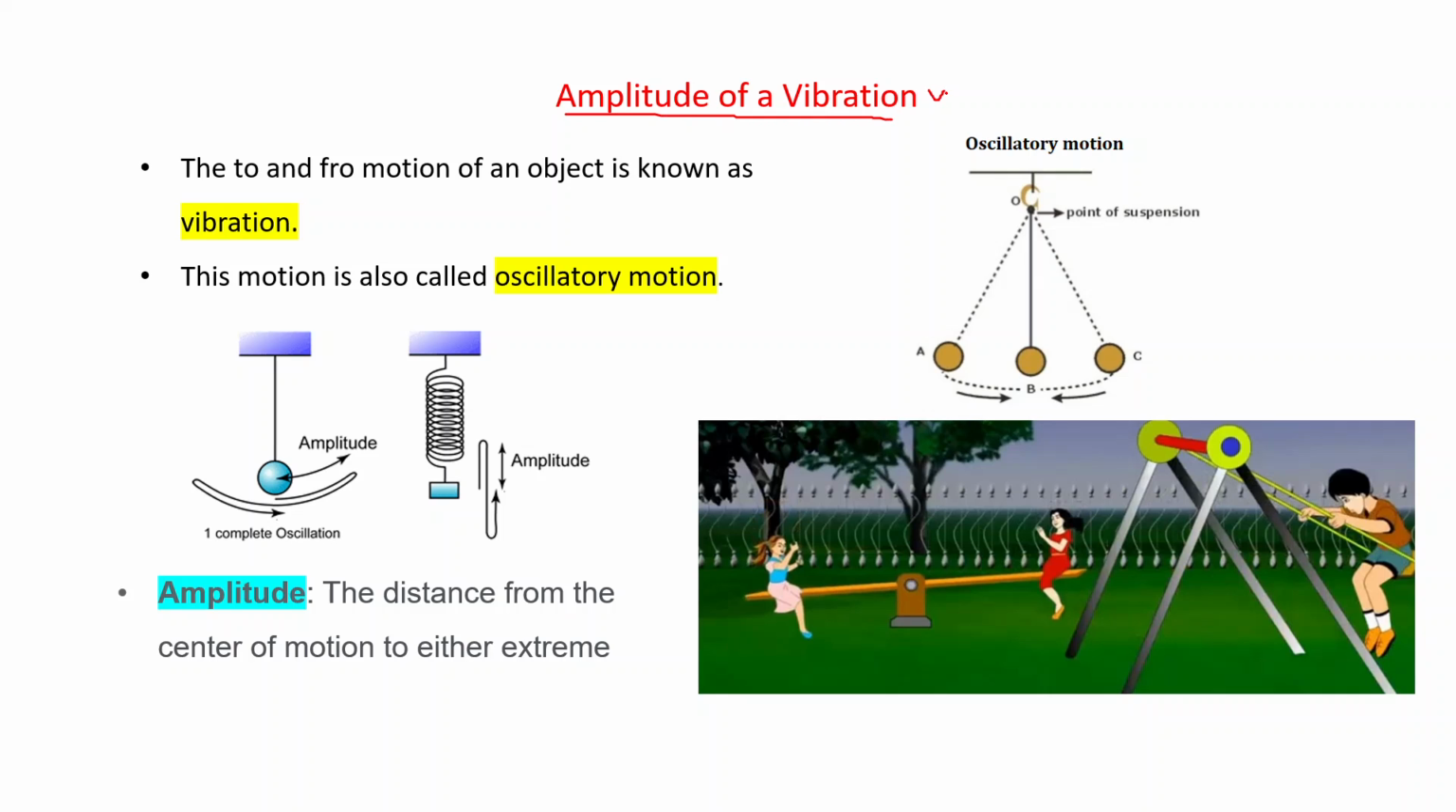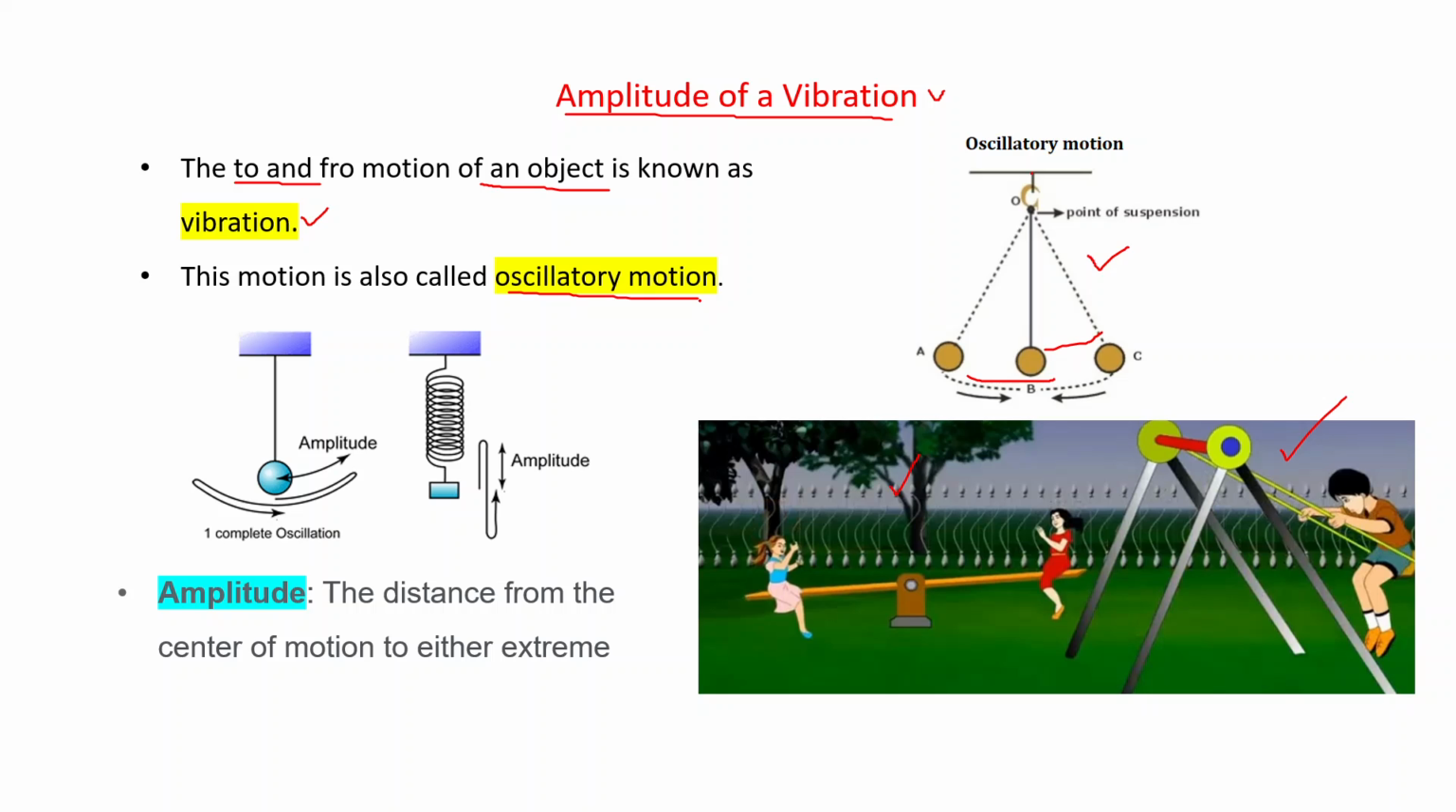What is vibration? The to and fro motion of an object is known as vibration, and this vibration is represented like this. This is a ball hanging at this place. When it goes to this side, and when it goes to this side, this is to and fro motion. This is vibration, and this also represents the vibration. This motion, that is vibration, is also known as oscillatory motion.